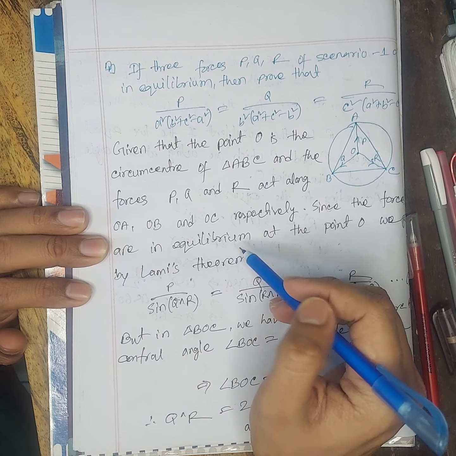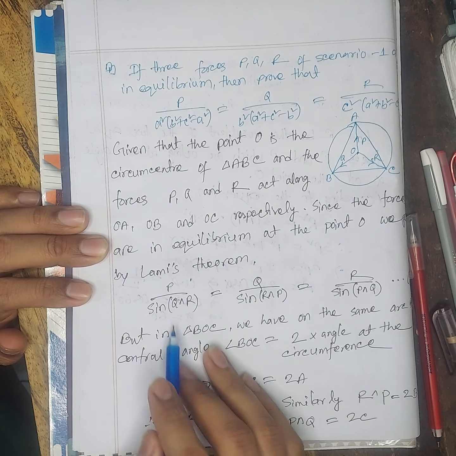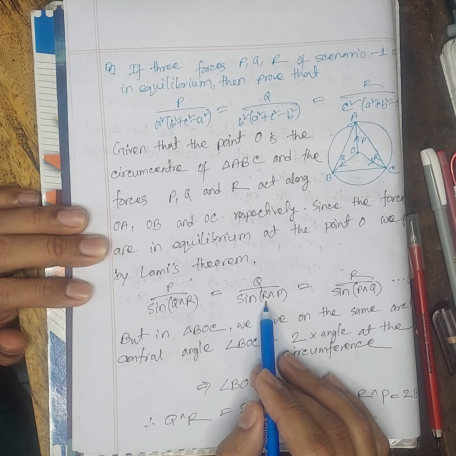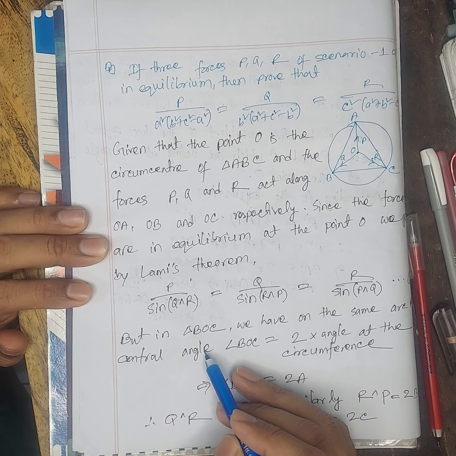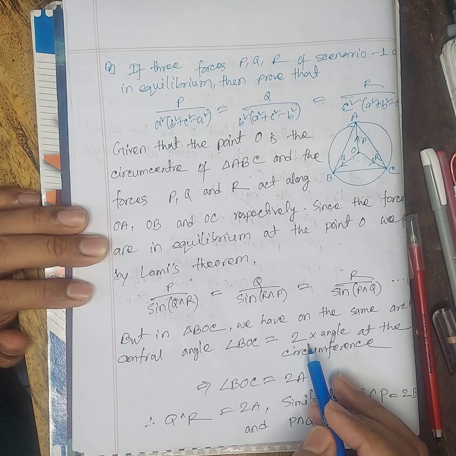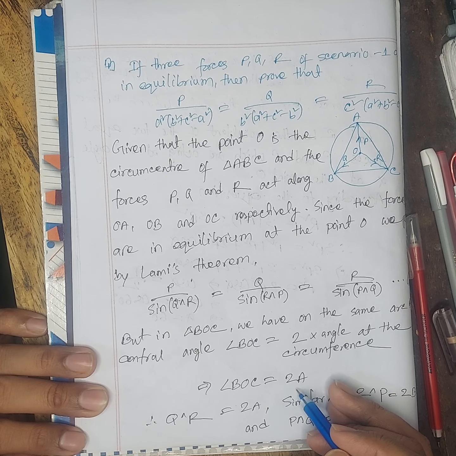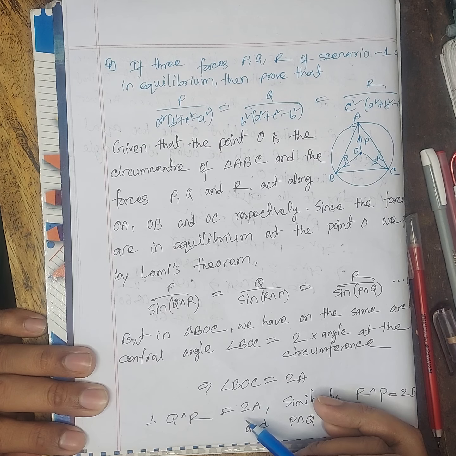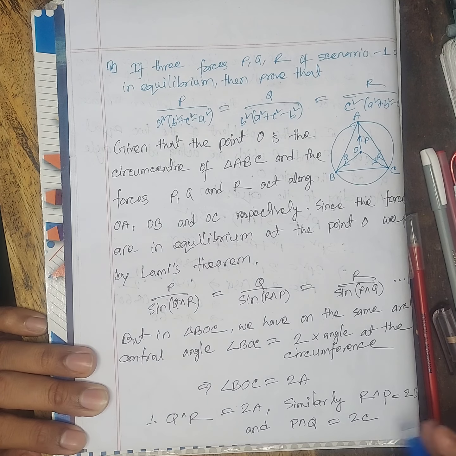Since the forces are in equilibrium at the point O, we find by Lami's theorem that P by sin QR, Q by sin RP and R by sin PQ are equal. But in triangle BOC, on the same arc, the central angle BOC is equal to 2 times the angle at the circumference. So BOC is equal to twice A, and so QR is equal to twice A. Similarly RP is equal to twice B, PQ is twice C.